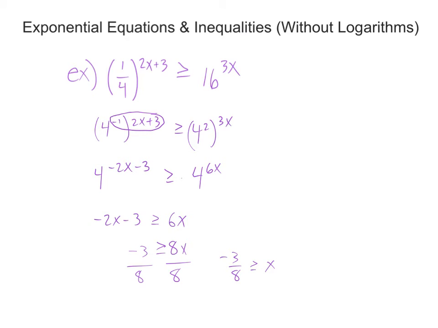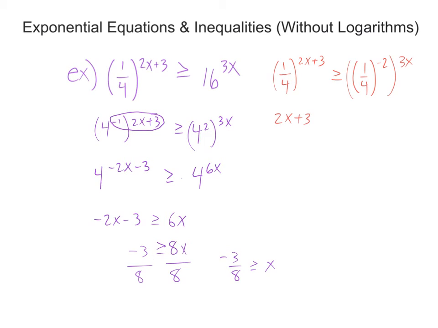And just for our discussion, and in case this ever happens to pop up, let's work it the other way. What if we decided to make 1/4 the common base? 2x plus 3. And now 16. If I want to express 16 as a power of 1/4, it's 1/4 to the negative 2, right? Because the 2 would make it 16, and the negative would flip it up to the top. So it's 1/4 to the negative 2 to the 3x. So now I can drop my bases. This base is 1/4, which is not bigger than 1. And we'll see what happens.